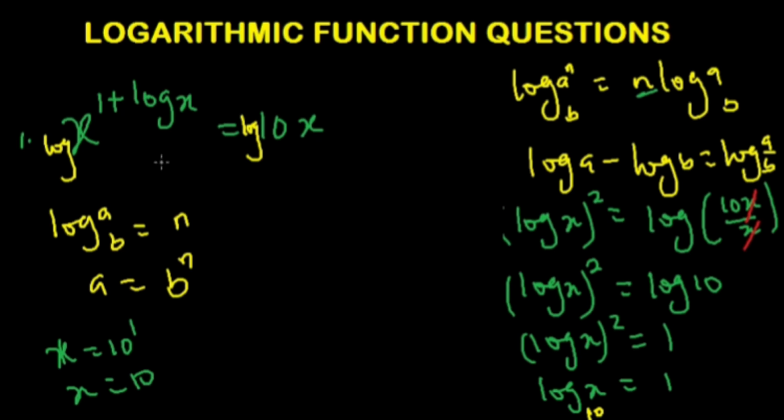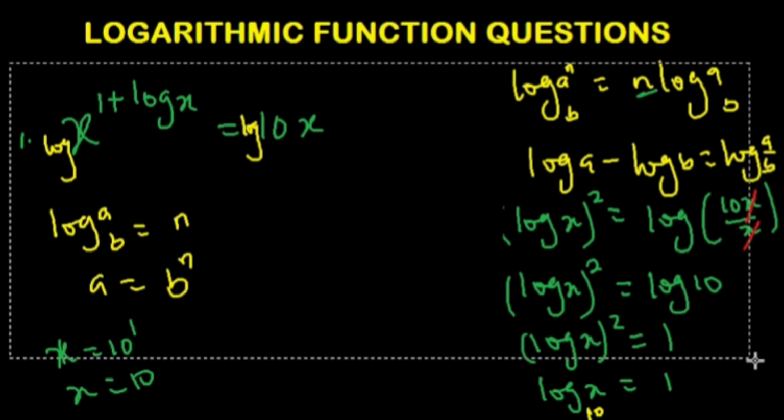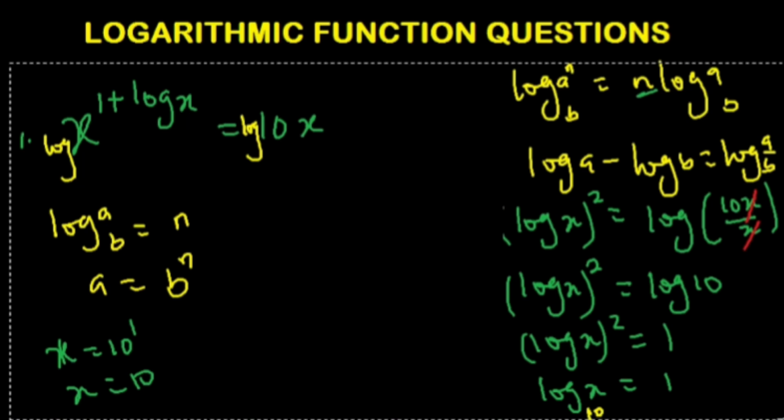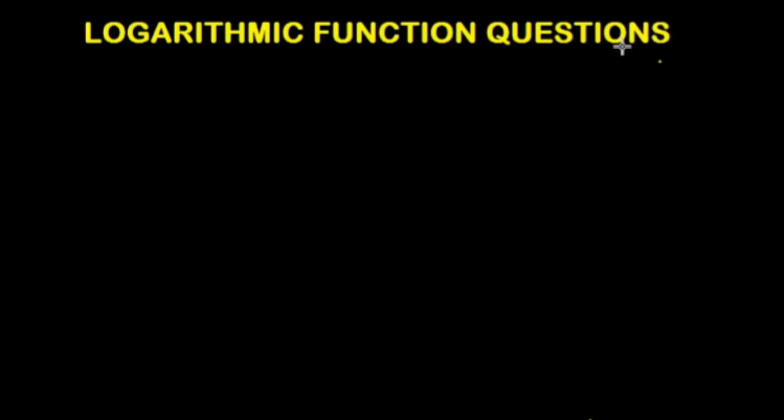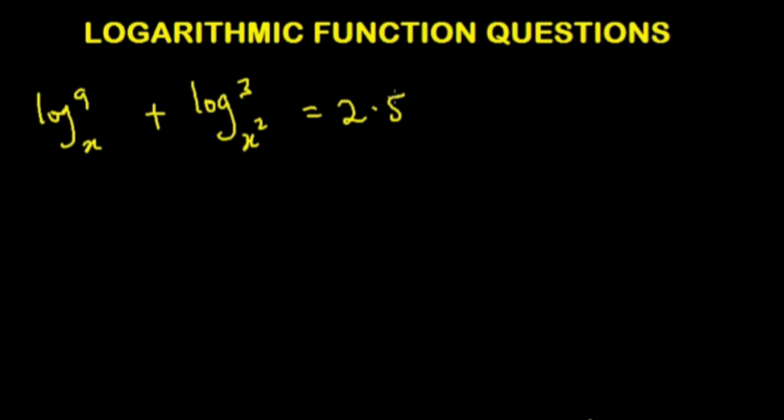So moving on to the next one quickly. I hope it's very, very clear how we have related the rules of logarithm to solve this question. Let's quickly see how to solve this one. This one is a simple one. Suppose we're given log base x of 9 plus log base x squared of 3 is equal to 2.5. Suppose we have something like this and we want to solve it.